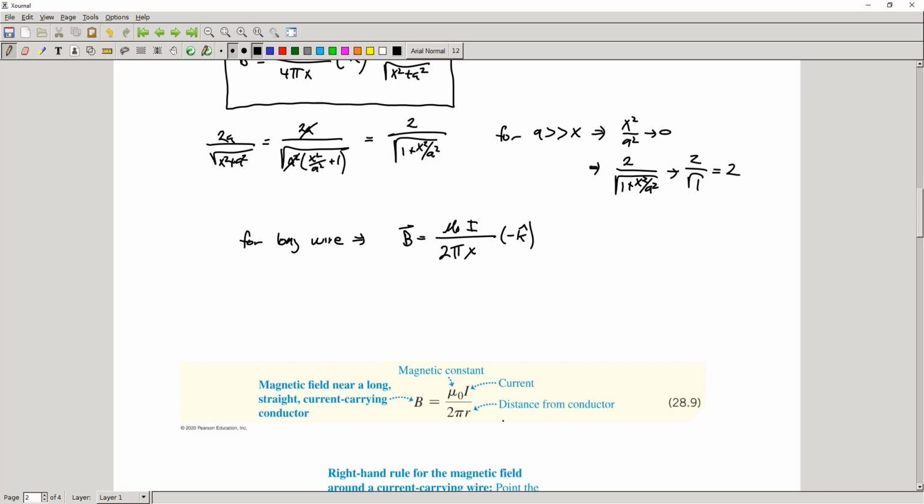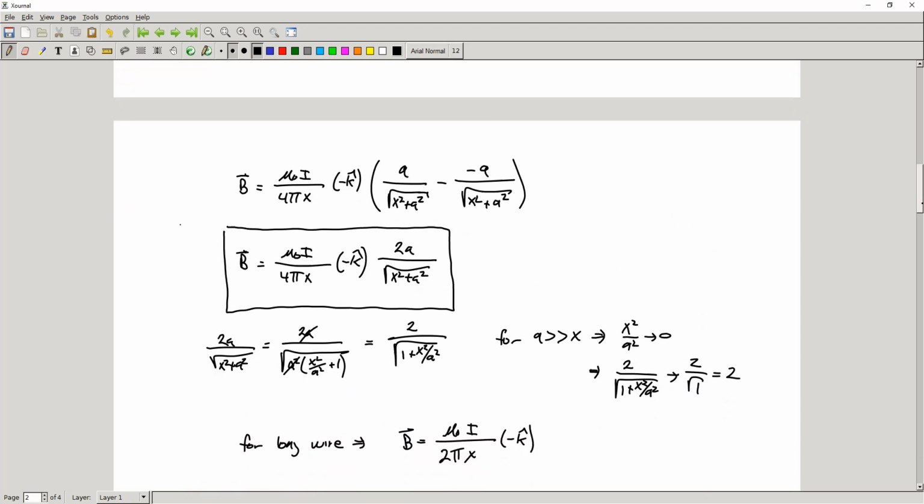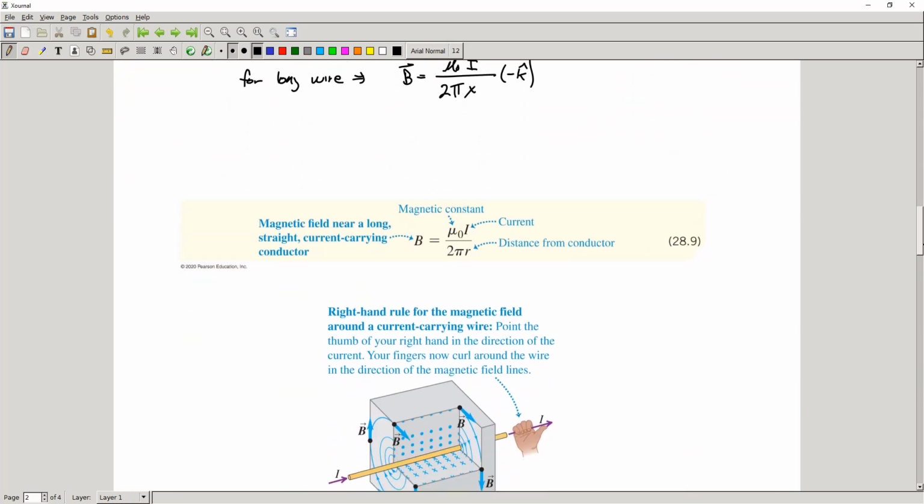28.9 here. This result is definitely something that we're going to want to keep at our fingertips. I won't box this one, but we'll have this one boxed, which is for a wire of length 2a, and we have this one, which is for an infinite wire.